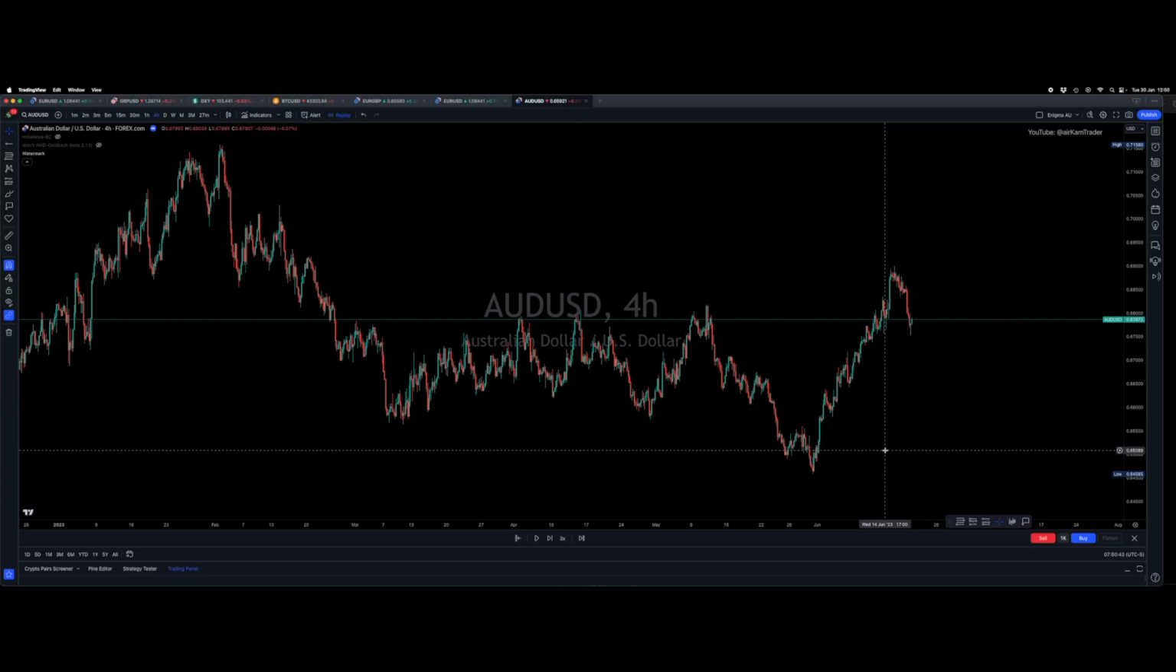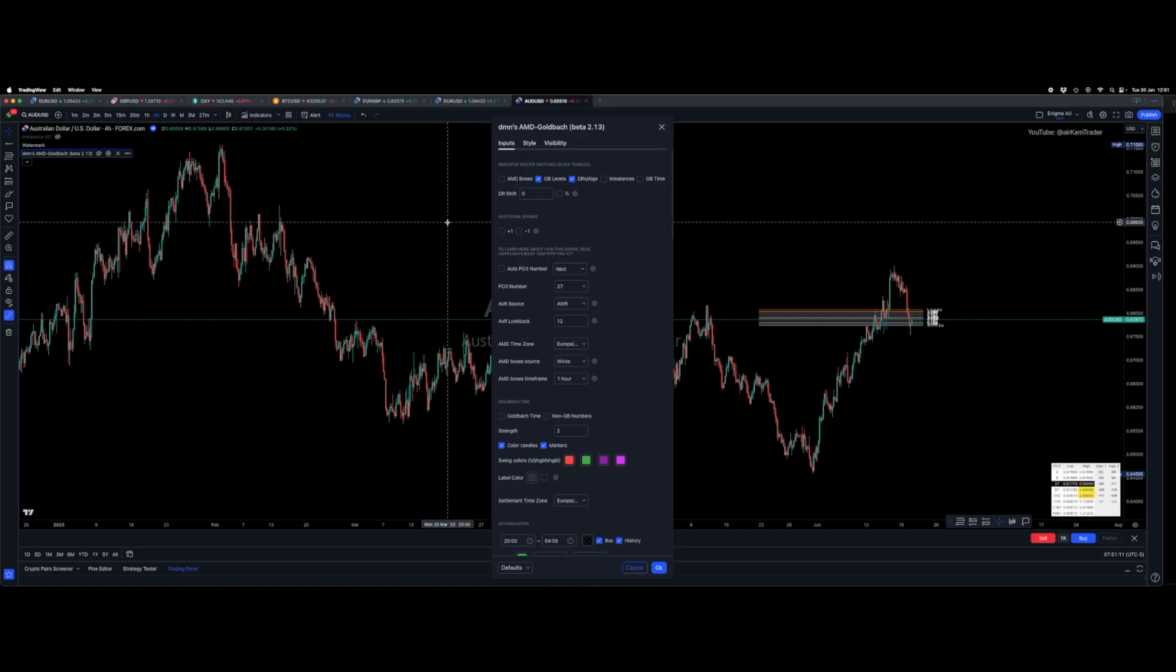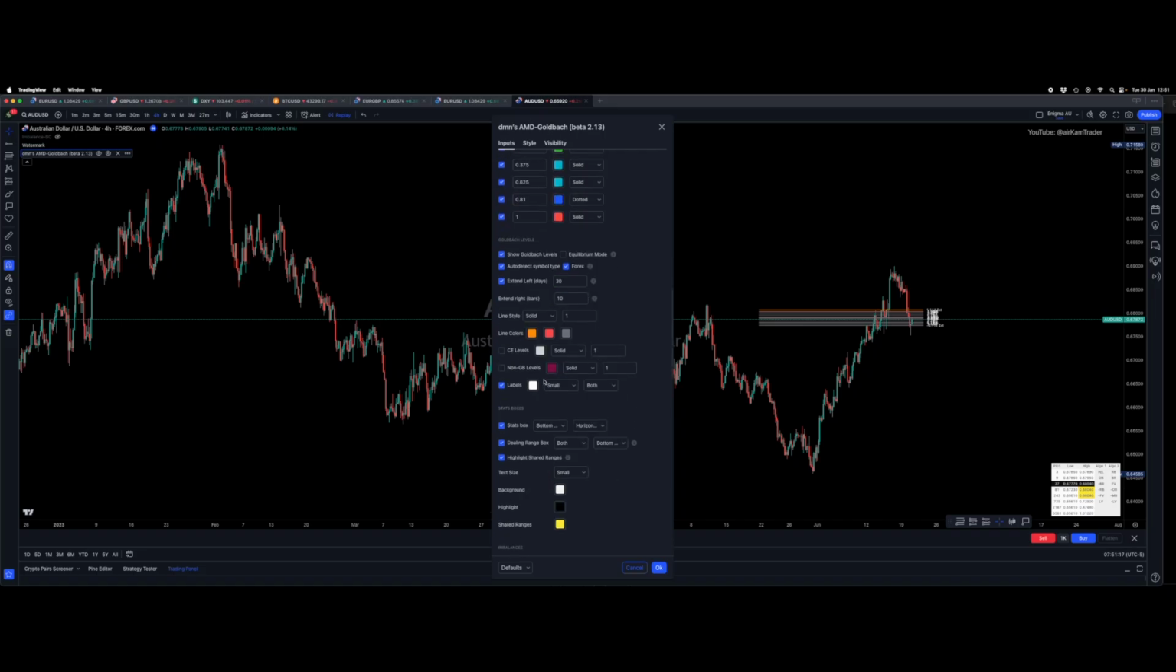Now you can follow along with me. Let me show you how to load up the chart from first principles. So you go to indicators, and you look up DMN, ICT, AMD. There it is, Goldbach. This is how I like to configure it. I remove AMD boxes, I remove GB time. I also have the stats box on and the dealing range box on, and I have my labels in white.